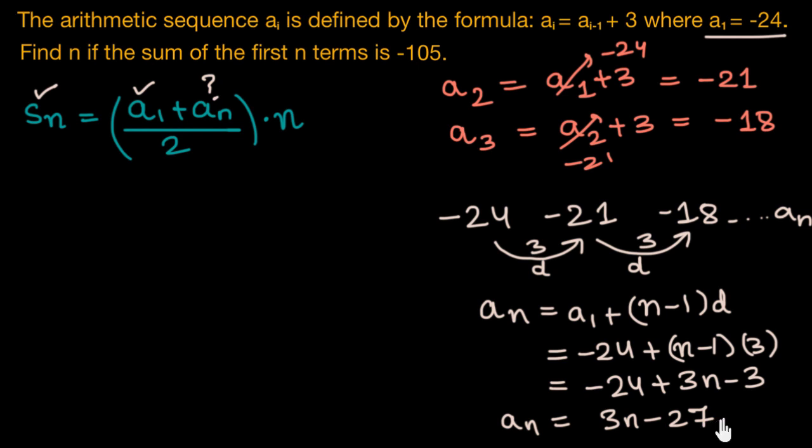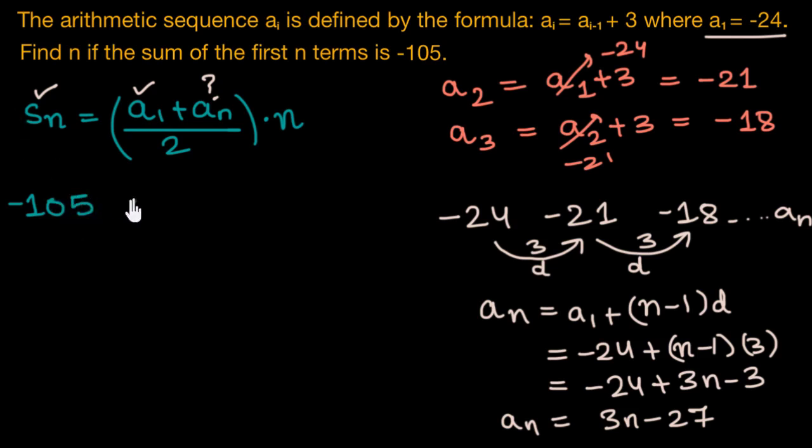Now we have figured out the logic behind this problem. All you need to do is simplify this whole thing. So why don't you pause this video and give it a go. Now let's go ahead and substitute this value of a_n in this equation over here. So doing that, S_n is already given to us as negative 105.